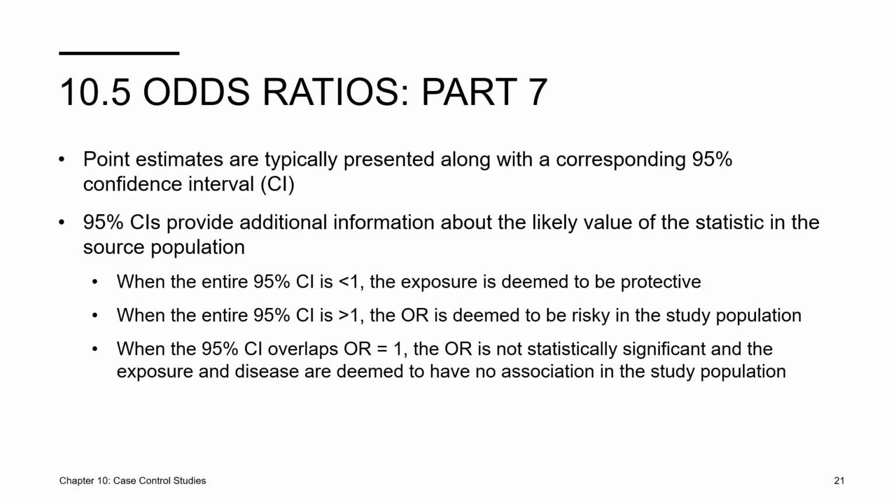If the entire confidence interval is less than 1, the exposure is deemed to be protective. If the entire confidence interval is greater than 1, then the odds ratio is deemed to be risky in the population. And if it overlaps and crosses 1, which I'll show you in the diagram in just a moment, the odds ratio is not statistically significant. So therefore you can say the exposure and disease are deemed to not have an association in the study population.